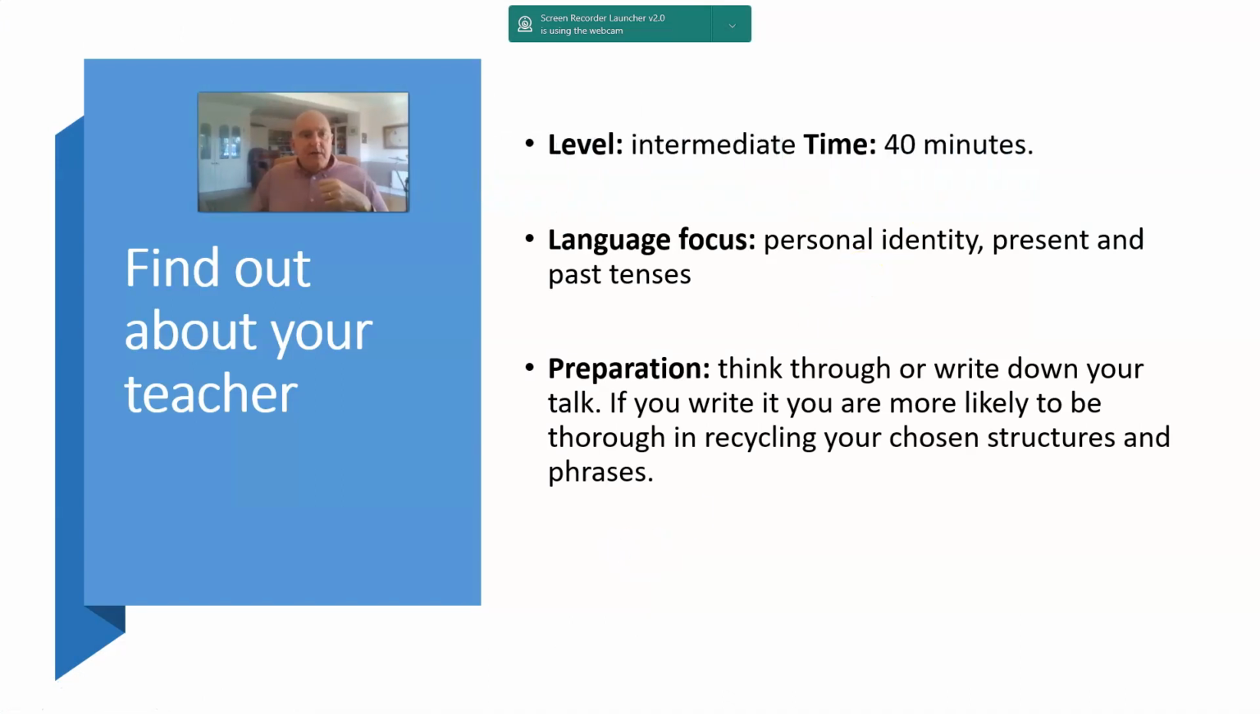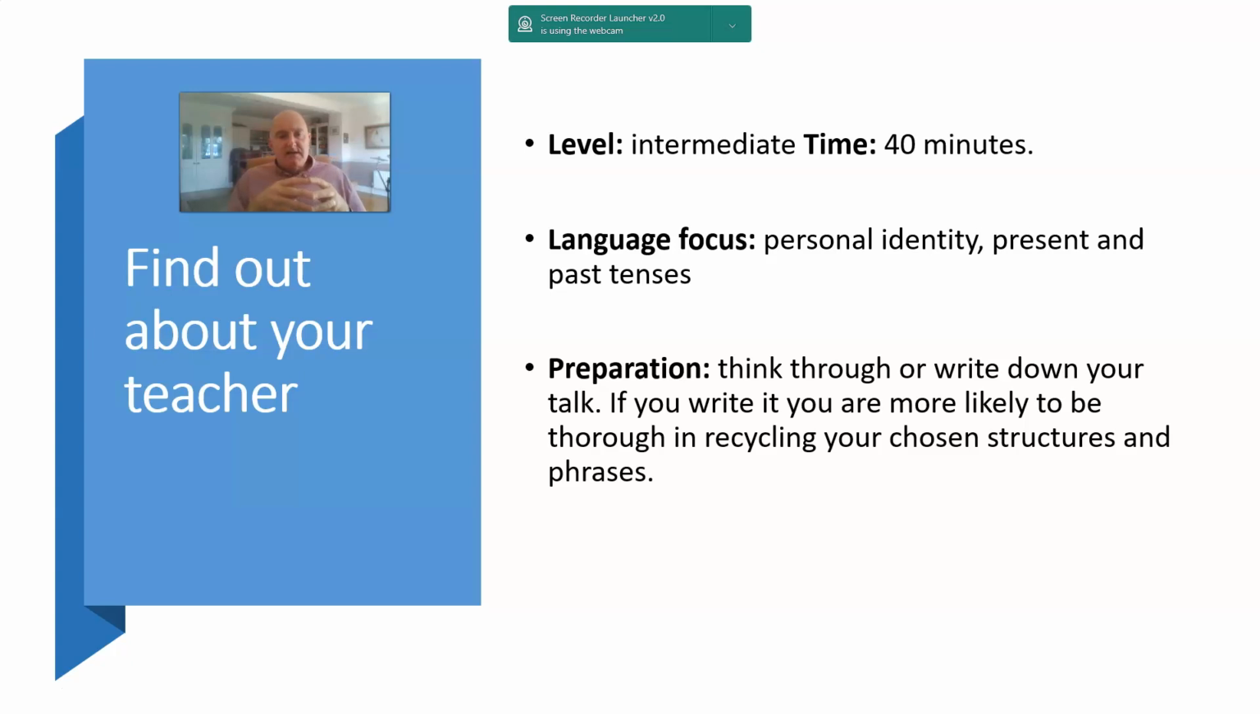Here's an example of another task. Like the other tasks I'm showing you here, they all appear in Breaking the Sound Barrier in Chapter 7 of that book. And this one's called Find Out About Your Teacher. Probably for intermediate students, let's say students who've done minimum 3 years, maybe 4 or 5. Takes about 40 minutes, and the focus is on personal identity, present and past tenses.